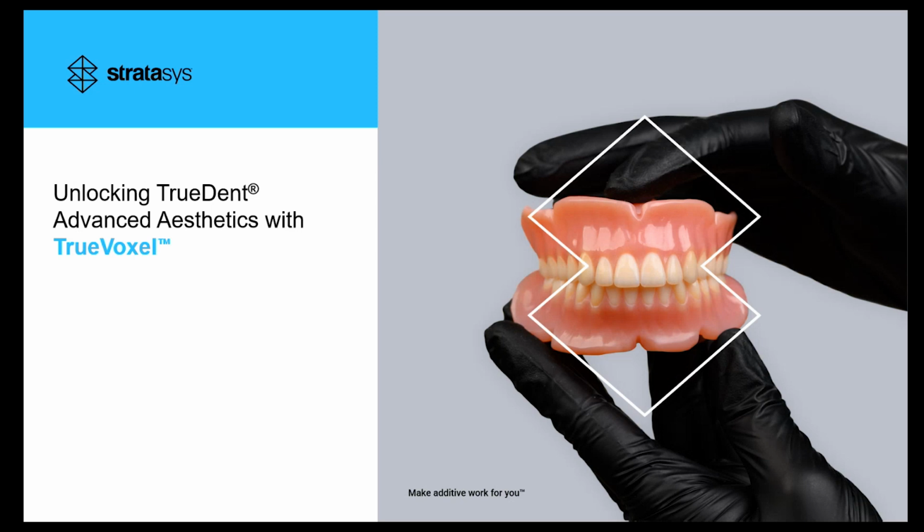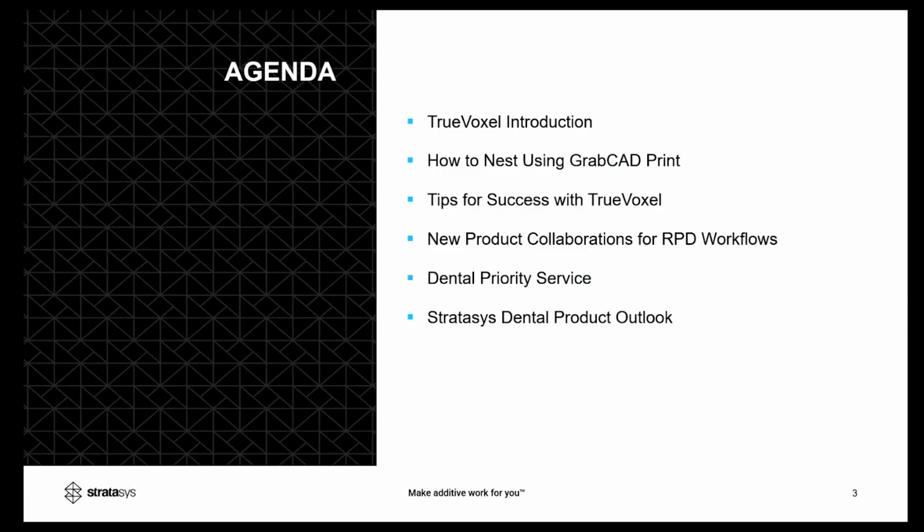The first thing that we're going to do today is introduce your True Voxel feature. We're going to show you how to nest using the GrabCAD workflow. We'll go over some of the tips for success with True Voxel, design parameters, things like this. And we'll introduce to you some new product collaborations that we're doing with RPD workflows. We'll go over the best tips for success on your support. And then we'll hear from Nagar about our product outlook and more exciting things down the line.